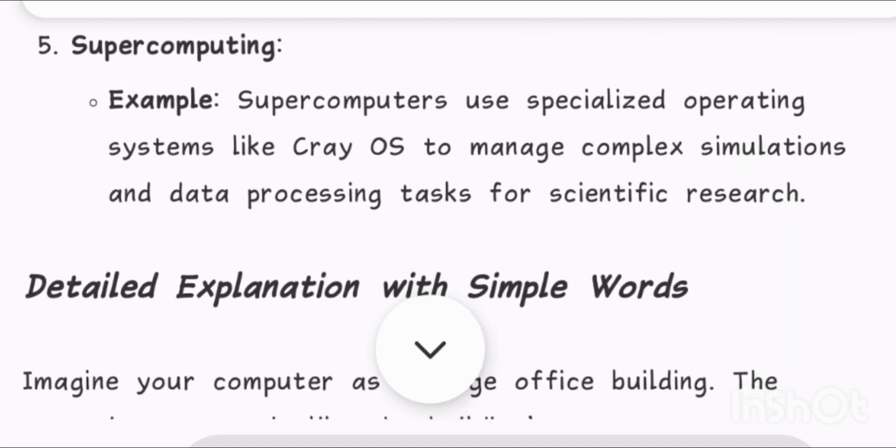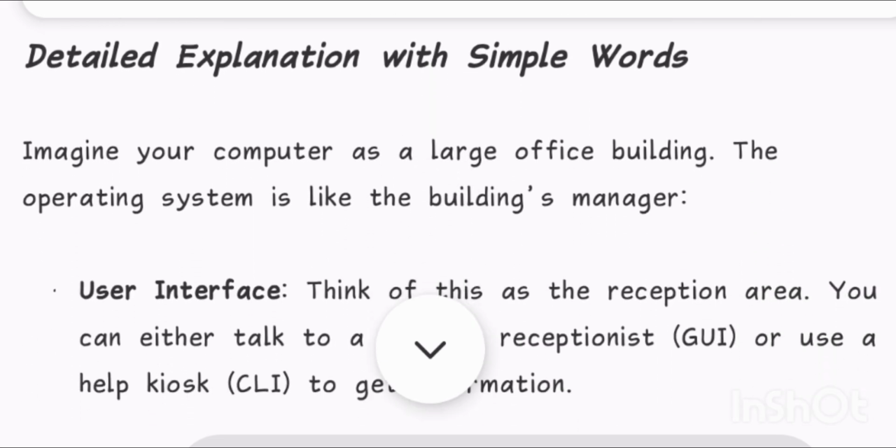5. Supercomputing. Example, supercomputers use specialized operating systems like Cray OS to manage complex simulations and data processing tasks for scientific research. Detailed explanation with simple words. Imagine your computer as a large office building. The operating system is like the building's manager.